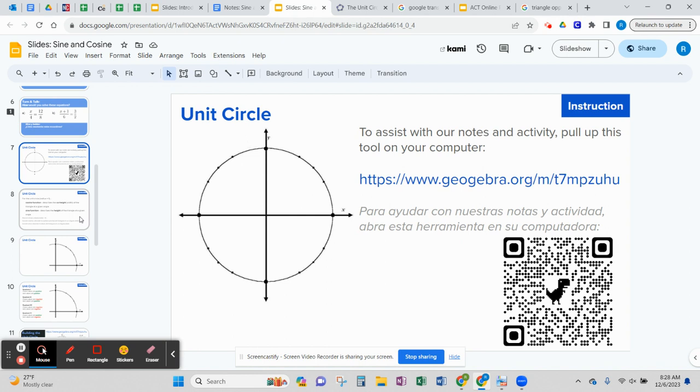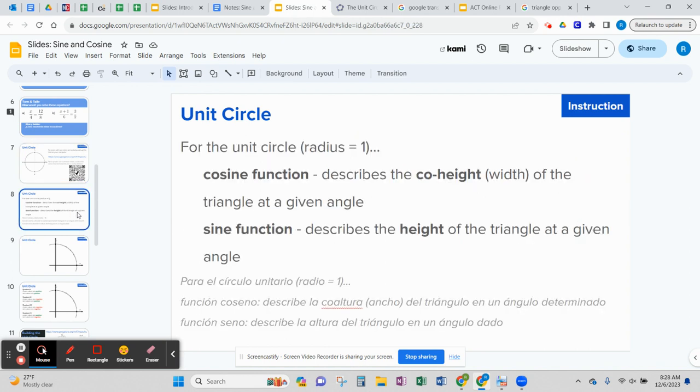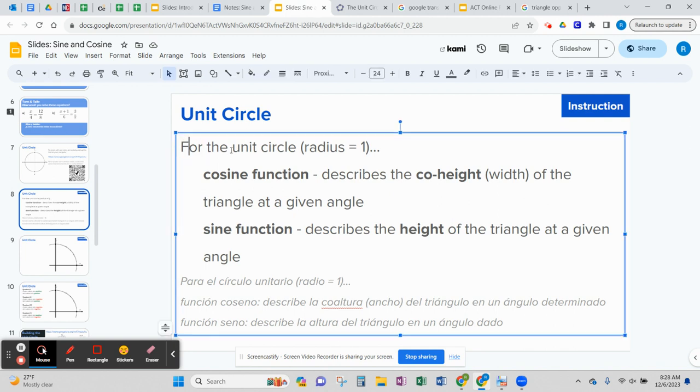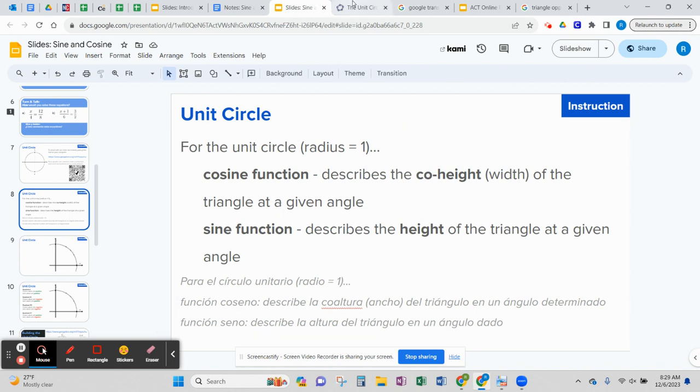Before we start exploring, let's get a couple of things defined. So for the unit circle, and the unit circle just means we have a radius of 1. It is 1 unit. There's two things we need to define. The cosine function describes the co-height or the width of a triangle at a given angle. The sine function describes the height of the triangle at a given angle. So get these definitions down, unpause your screen, and then go back to this.